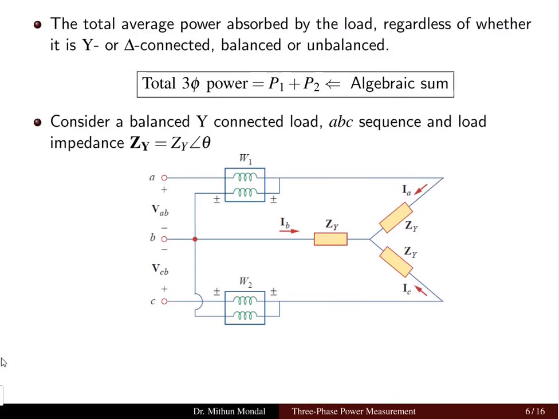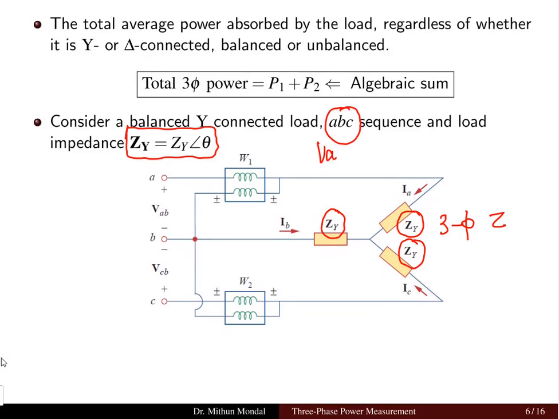Let us validate that with the help of one example, and the derivation goes like this. Here you have a three-phase load. The three loads are connected and they are balanced. What is the meaning of balanced? Balanced means the loads in the individual phases are equal, each equal to Z_Y angle theta. We are also considering that the source is of ABC sequence, meaning we will have voltage A first, then B, and then C. So B will be at minus 120 degrees, C at plus 120 degrees, and A at 0 degrees.